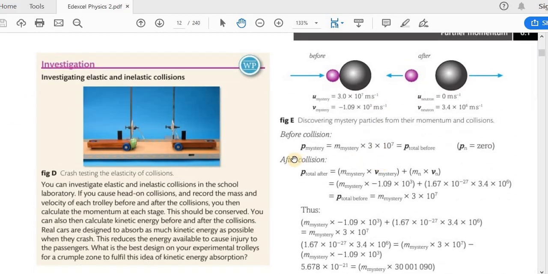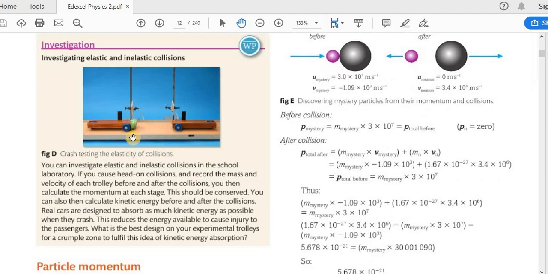Okay, then there are experiments for this. Now in unit 6, the experiments that are scattered throughout this chapter can be tested in unit 6 also. So here we can investigate elastic and inelastic collisions. Okay, let's go through this experiment. You can investigate elastic and inelastic collisions in the school lab if you cause head-on collisions and record the mass and velocity of each trolley.